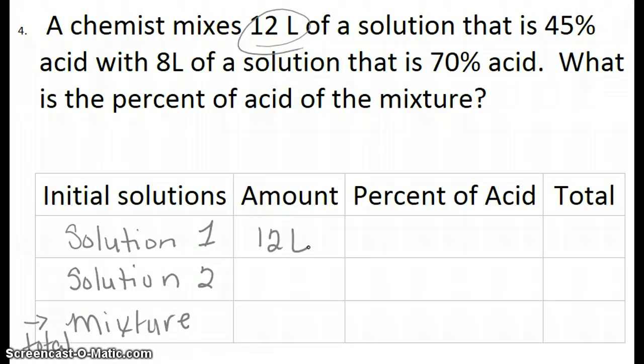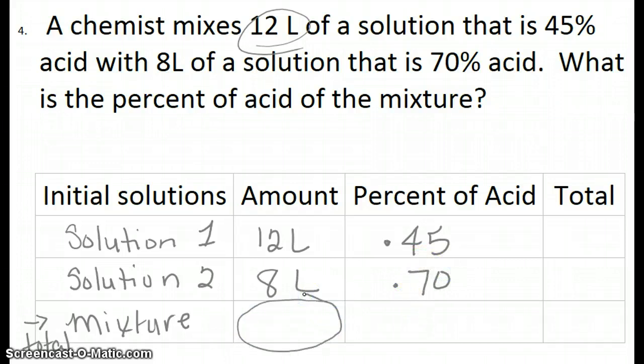That is 45% acid. Remember, we're going to put that in a decimal. Gives us 45. Solution 2 is 8 liters at 70%. And we want our total amount to be what percent of acid mixture? Well, it looks like we don't know any of this. Okay, so that's what we're going to have to figure out here.